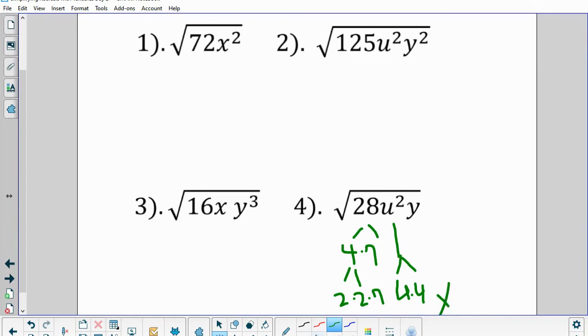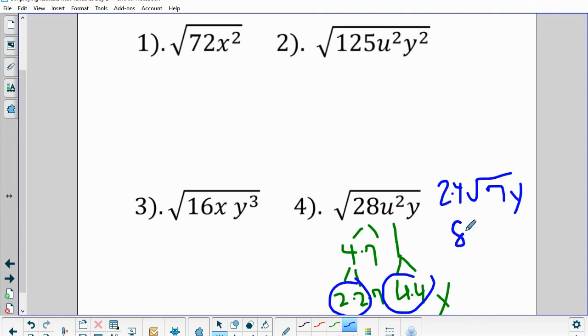Okay, so what are the pairs of numbers that we have? We have 2 2's and 2 u's. So we bring one of each out, we'll have 2 times u times the square root of 7y. And 2 times u is 2u. So we end up with 2u times the square root of 7y.